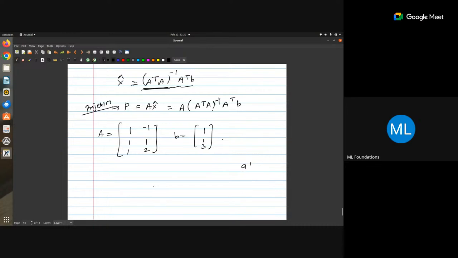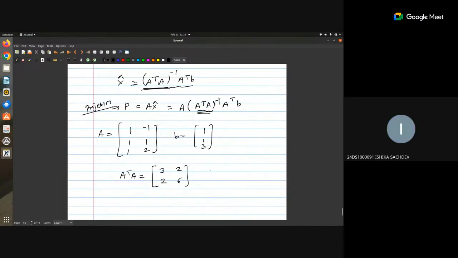So do I need to do these calculations? I can tell you A transpose A and A transpose b, but can you help me find the length? You just give me this projection. A transpose A is 3, 2, 2, 6. A transpose A: this is a 2x3 matrix and then a 3x2, so I'll get a 2x2 matrix. Yes. So the 2x2 matrix will be 3, 2, 2, 6.